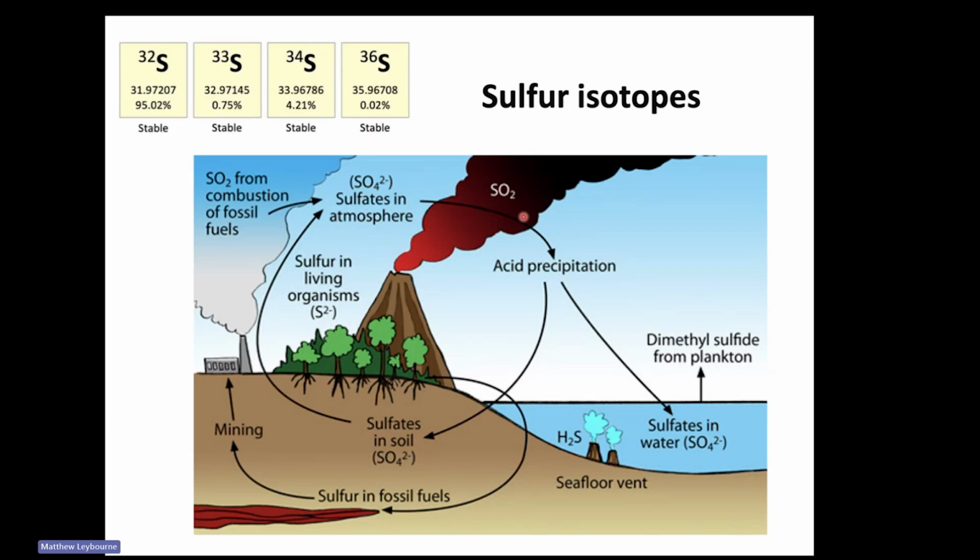Volcanoes and sulfur from combustion of fossil fuels have SO2, so slightly more reduced sulfur. And then if we look at sulfur in living organisms and in seafloor hydrothermal systems, sulfur is there as H2S, or -1 and -2 states. Okay, so point being, sulfur is highly redox reactive, and as such, can have large variations in the isotopic compositions.